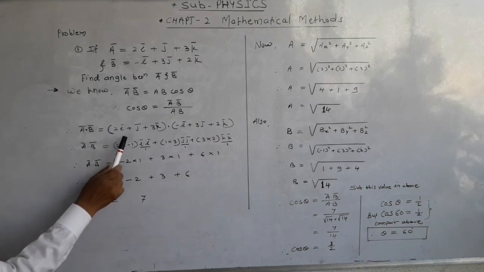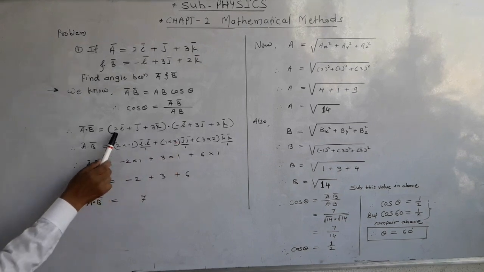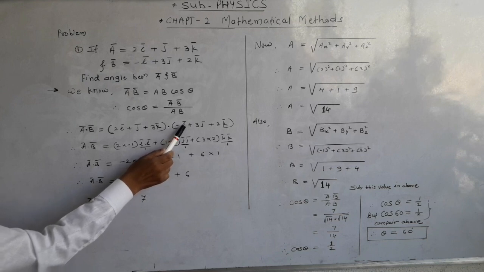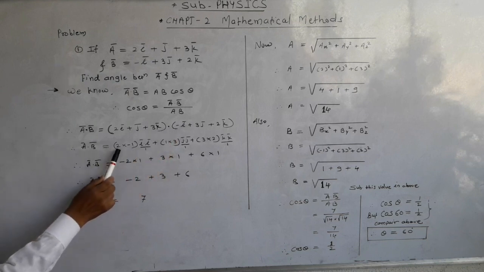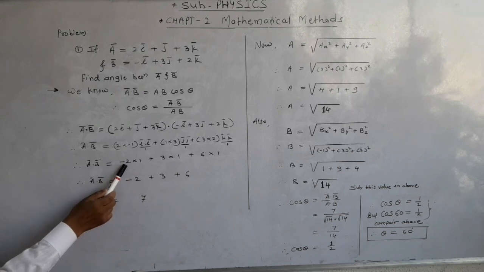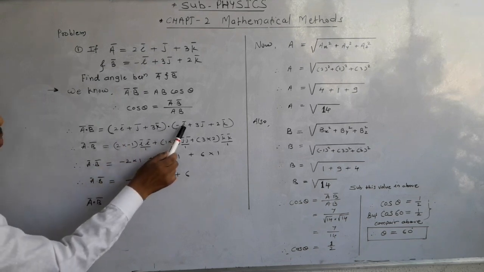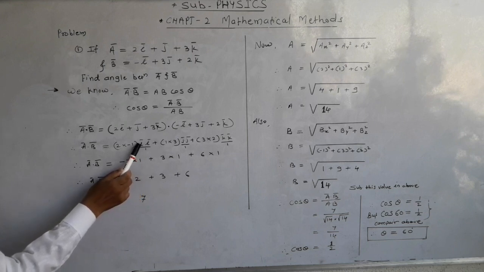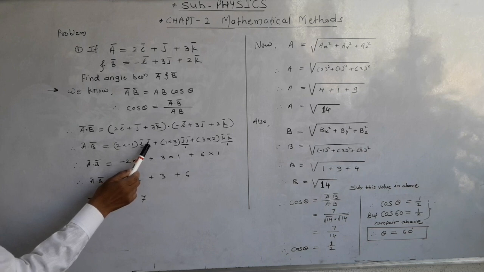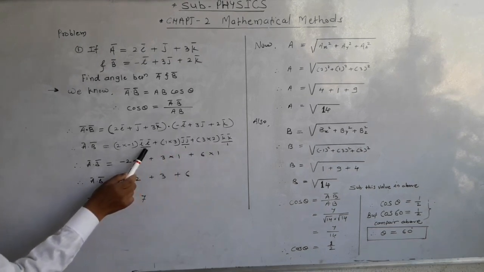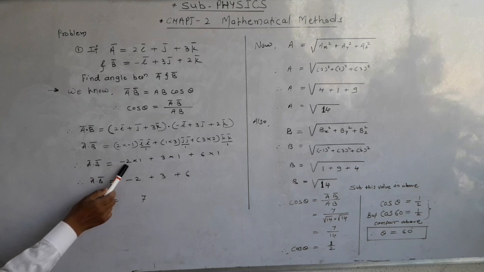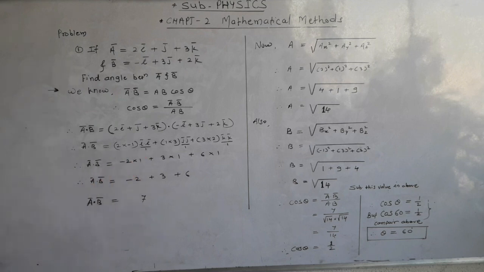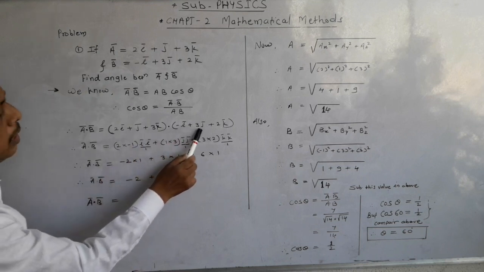Therefore, A bar dot b bar is equal to the coefficient of i, see here, 2 into minus 1, since the coefficient of i in b bar is minus 1. So 2 into minus 1 is minus 2, and i bar dot i bar. We know the property of scalar product of a vector: i dot i, j dot j, k dot k is equal to 1. Therefore, minus 2 into 1. Secondly, we take j bar and j bar.